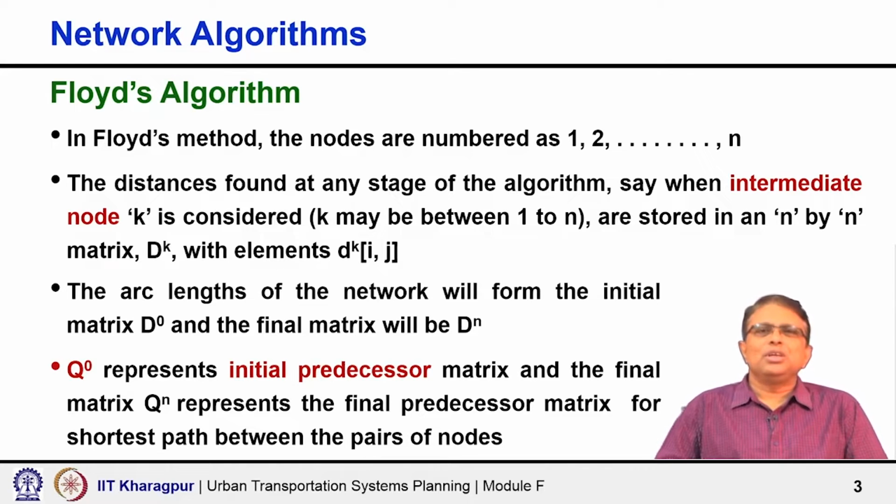So, there also in every iteration, as we are updating the distance matrix, wherever we update any cell in the distance matrix, we are also updating the corresponding predecessor cell in the Q matrix. So, Q also will finally have Q^n, which is the final predecessor matrix.